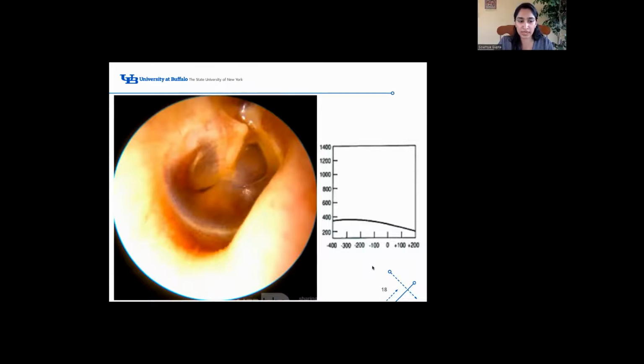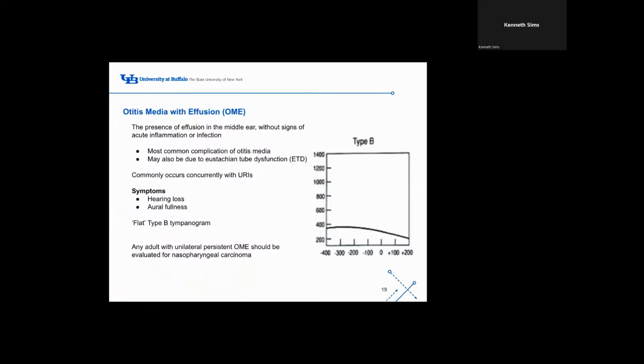I know we talked about audiograms and tympanograms a couple of weeks back. Does anyone know what type this is? Type B. This is type B. So otitis media with effusion is the presence of effusion in the middle ear without signs of acute inflammation or infection, and that's important to know. It's the most common complication of otitis media, and it may also be due to eustachian tube dysfunction, or ETD. And it commonly occurs at the same time as upper respiratory infections.